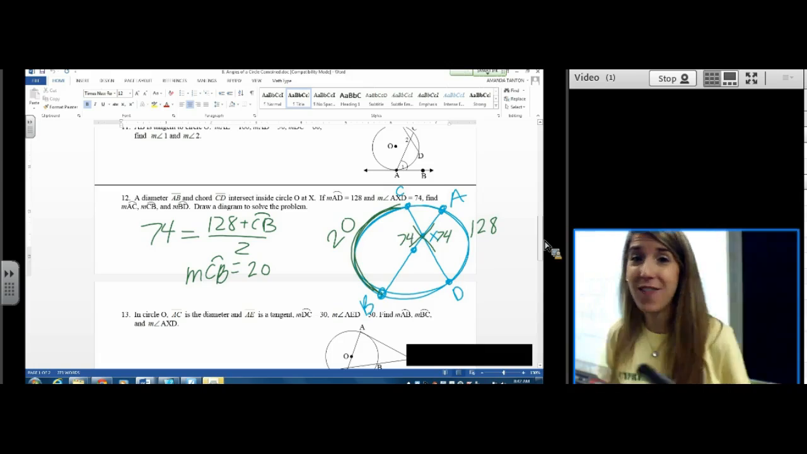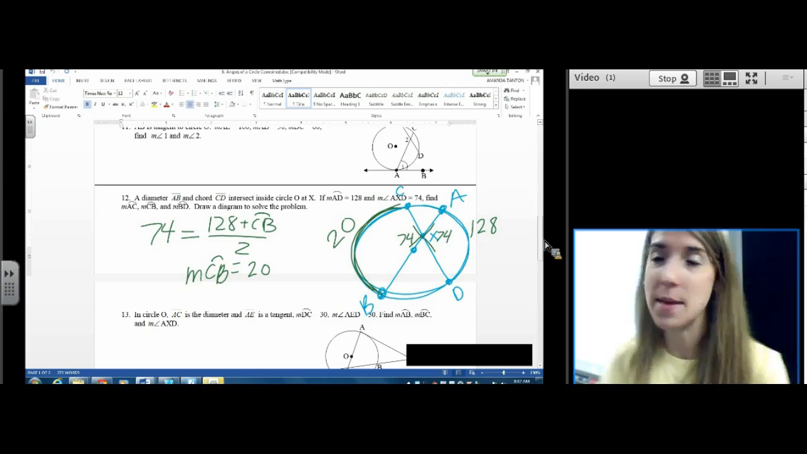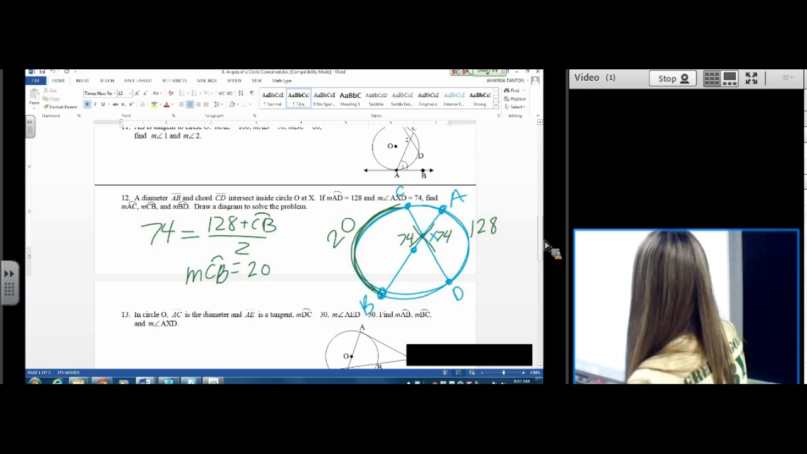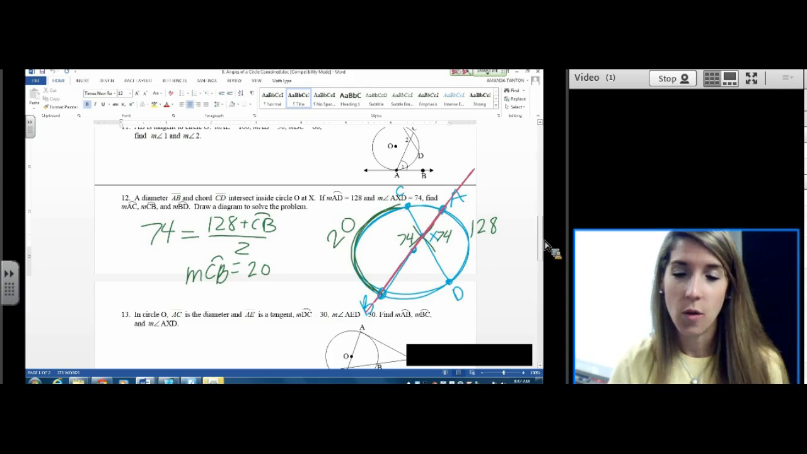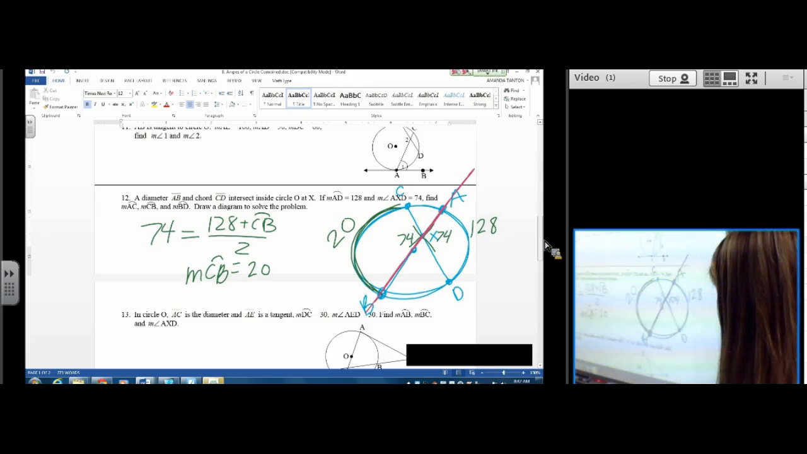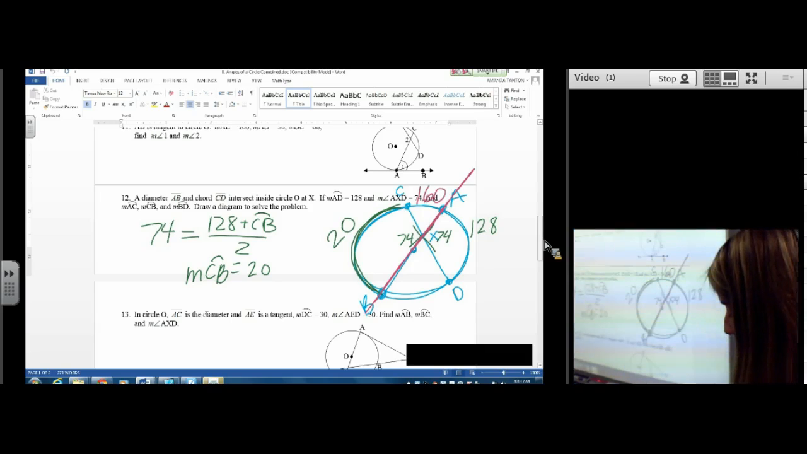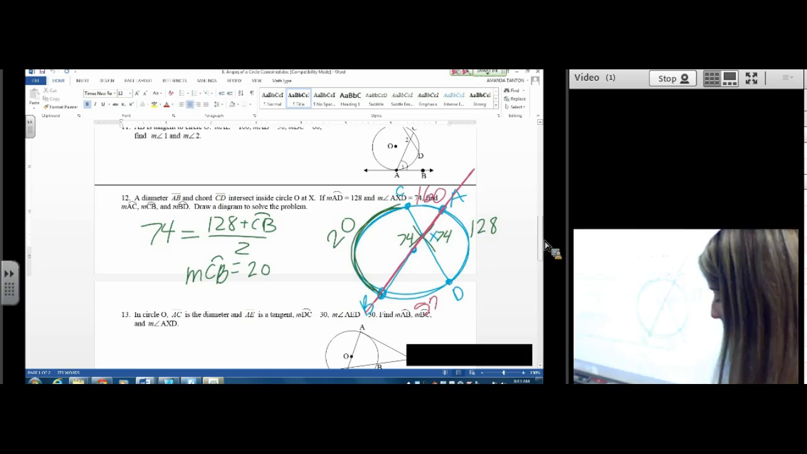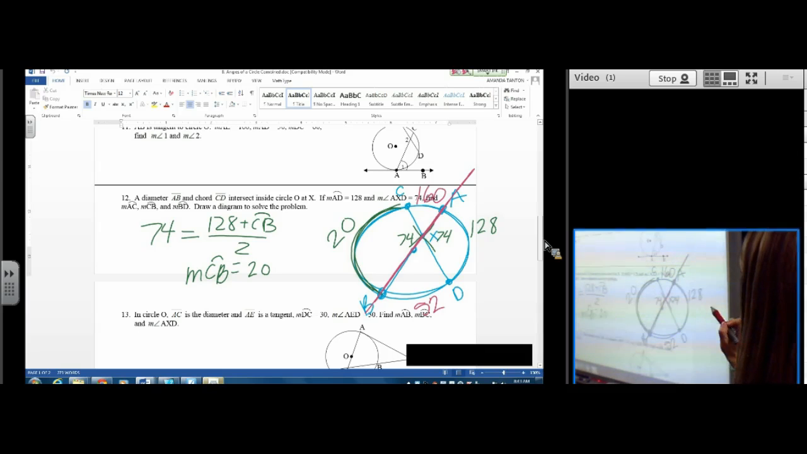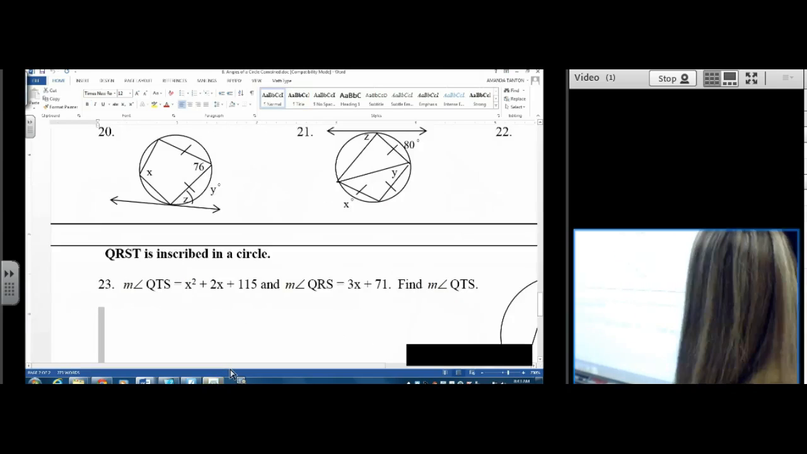To find the rest of the arcs, we're going to use the diameter to our advantage. Every time you have a diameter, you're excited because that helps you out a lot. If this is the diameter, then this cuts our circle into 2 semicircles, 180, 180. So we subtract 20 from 180, and then we subtract 128 from 180. And now we know all of the arcs of our circle. CB is 20, AC is 160, and BD is 52. Good?